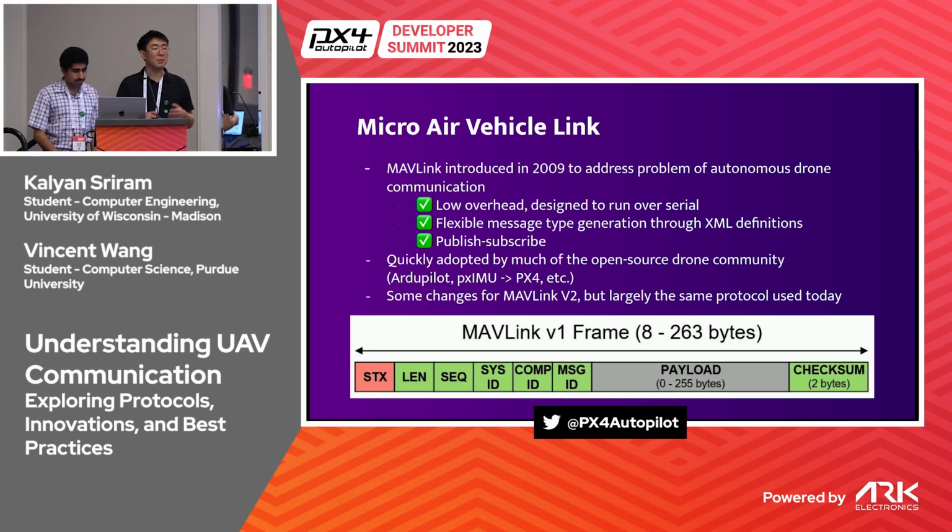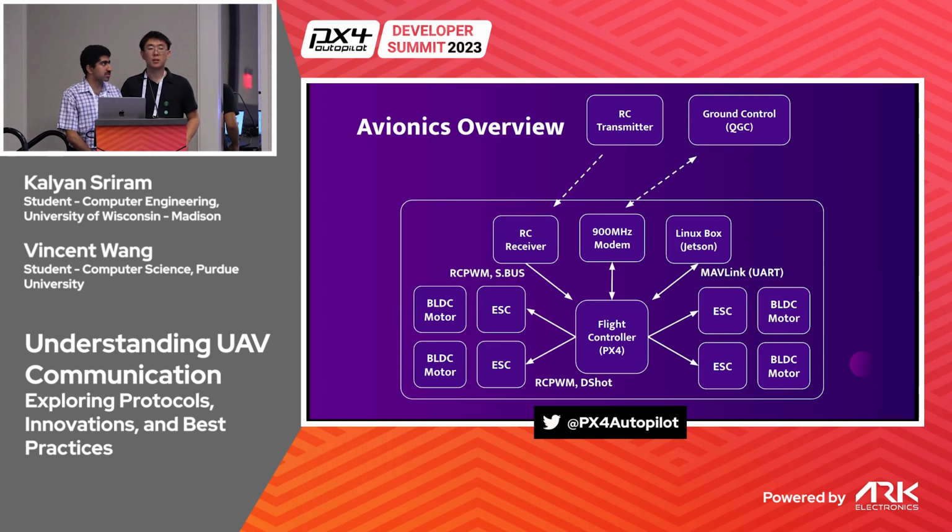So MAVLink, or the Micro Air Vehicle Link, is introduced in 2009 to address these issues. Although the first version was a bit more basic than the one we use today, it has a few core characteristics that have kept it as the de facto solution for open source drone communication. So it has low overhead. It's able to define many message types through a message ID XML generation system. It has publish subscribe capabilities, and it's able to work on multiple transport layers. It also helps that it was quickly adopted by much of the open source drone community, including Autopilot and what would eventually become PX4.